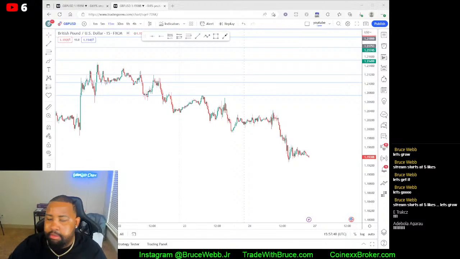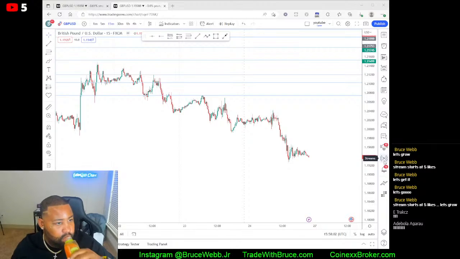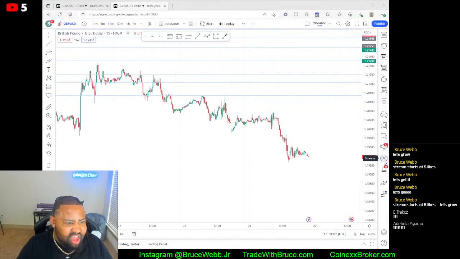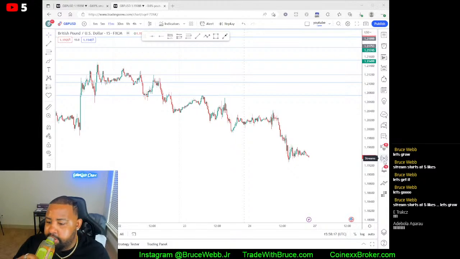Yo, these are the algorithm levels, for those that don't know. Those gray lines are algorithm levels. That's what I trade to and from all day, every day. Same levels up and down.